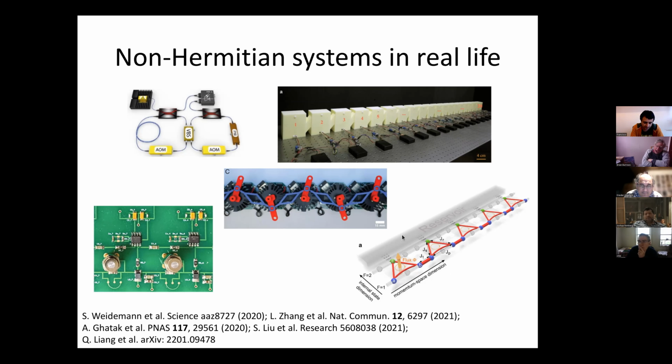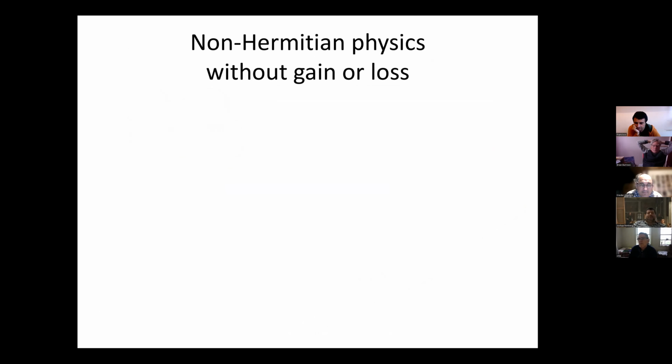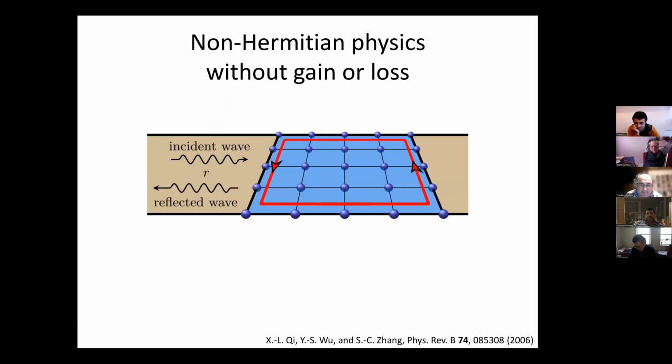And here the non-Hermiticity is more familiar in terms of quantum physics. They actually have a reservoir, and atoms can hop in and out of the chain into the reservoir. So this produces an effectively non-Hermitian description. You can describe these systems using non-Hermitian Hamiltonians. Okay, so I'm going to show you how to get non-Hermitian physics without gain and loss. And to do that, I'm going to look at the following problem.